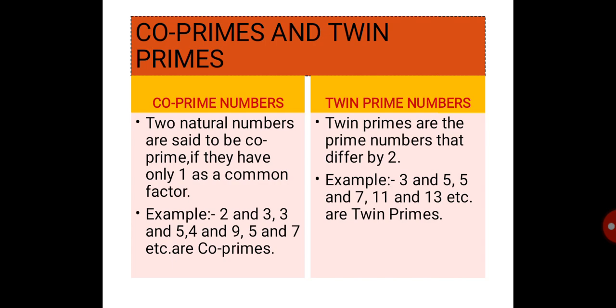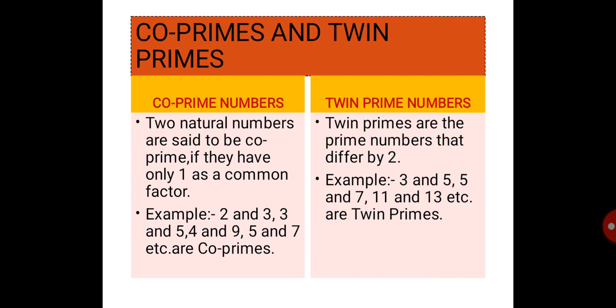Co-primes. Students, do you know about co-primes? I will tell. Two numbers are said to be co-primes if they do not have a common factor other than 1. Example: 2 and 3, 3 and 4, 4 and 5, 4 and 9, 8 and 15, etc. Here I am going to take one example, 4 and 9. Factors of 4 are 1, 2, and 4, and factors of 9 are 1, 3, and 9. There are no common factors except 1. So this is known as co-prime.